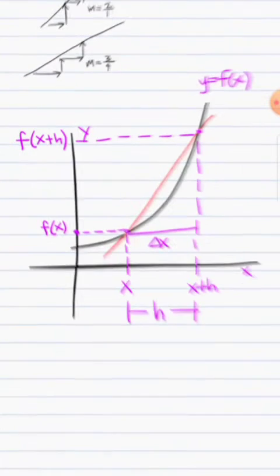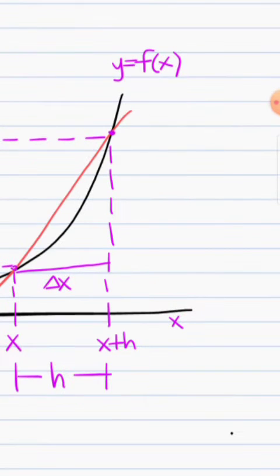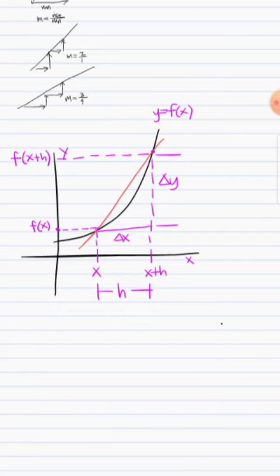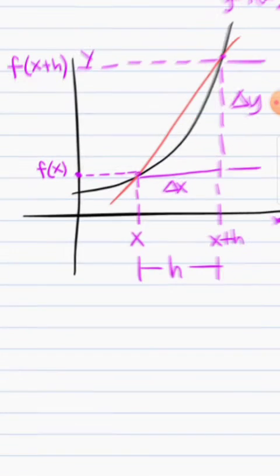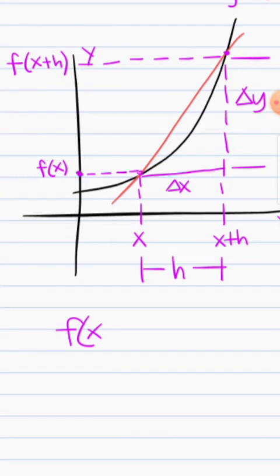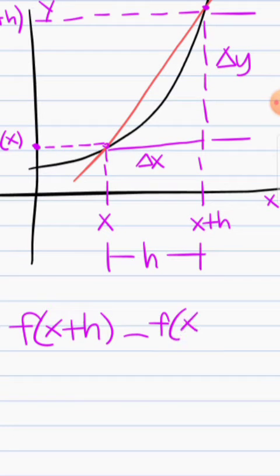Right? And as we said, this one is the delta y. So to calculate the measure of delta y, we'll say that it is the final position minus the original. So our original position is f of x, and our final is f of x plus h. So we'll just subtract them. The final position, f of x plus h, minus f of x, which is the original.